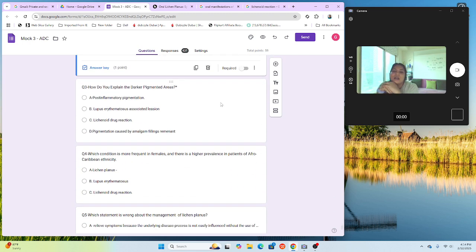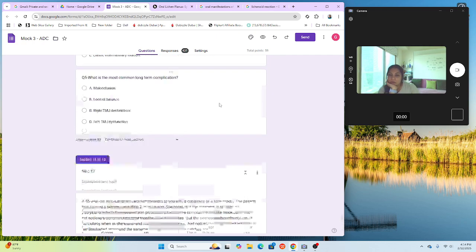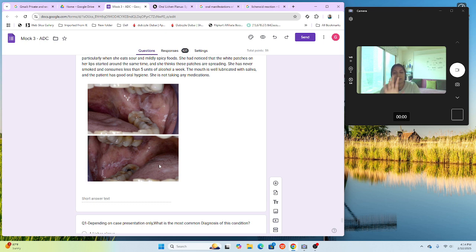How do you explain the darker pigmented areas? Okay, let's go to this. Okay, so this picture is somewhat similar to the exam picture. You can never get the same exam picture because of course they will not give us the pictures. So imagine there was a little hyperpigmented areas here, basically darker areas. So the question is saying, what are those? They are basically post-inflammatory reaction.